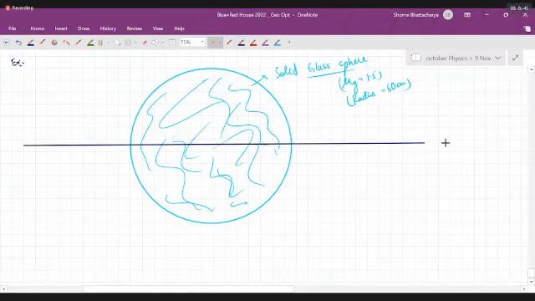let's say this is a diameter. The center of curvature is here. This is just an imaginary line, this diameter extended which I've drawn. C is the center of the solid glass sphere. On either side we have air.